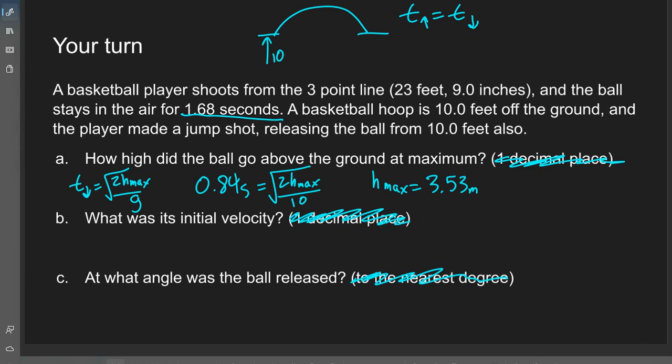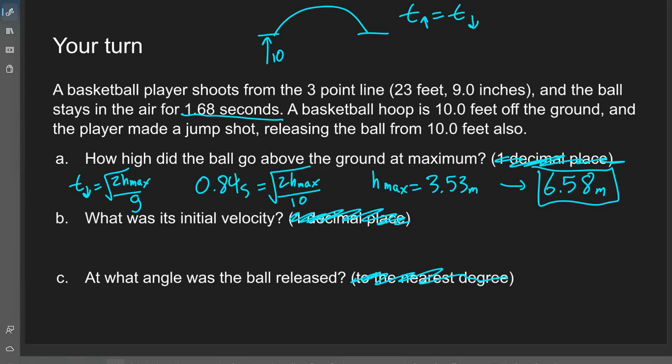So plus the 10 feet. If we convert 10 feet into meters, divided by 3.28, this means that our actual maximum height, if we add those together, so 10 feet into meters is 3.05. So 3.05 meters plus 3.53 meters gives us 6.58 meters. 6.58 meters, that's our maximum height.